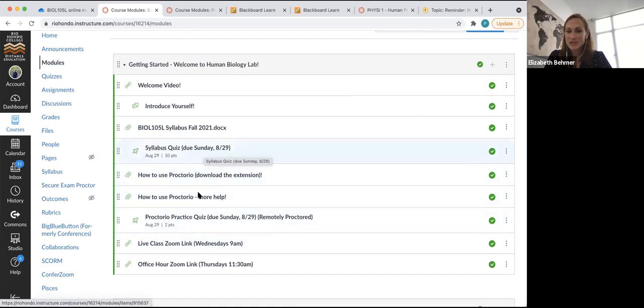So those 2 quizzes are just due by Sunday. But again, they're low stakes. You don't have to worry about them. You can use notes for them. It's just for you to practice using Proctorio. And then the syllabus quiz is just to make sure we're all on the same page with the syllabus.